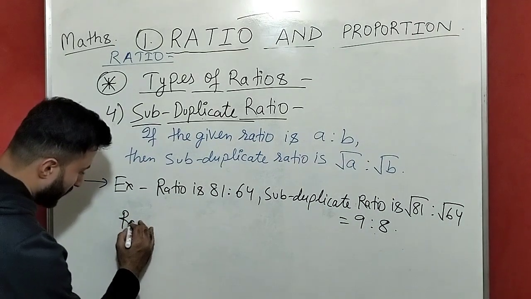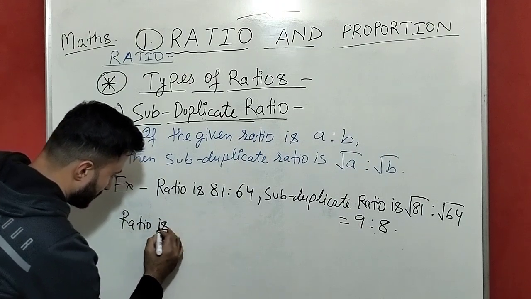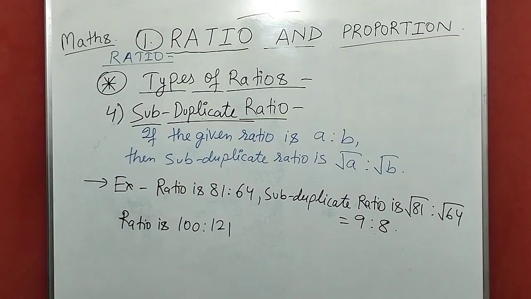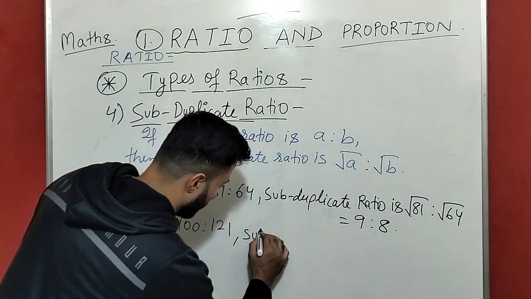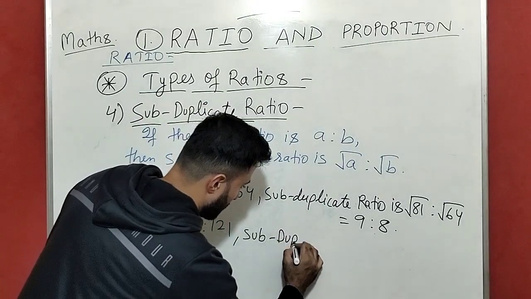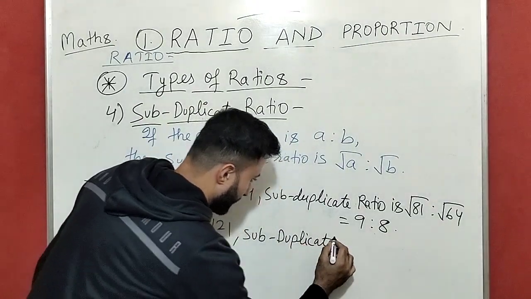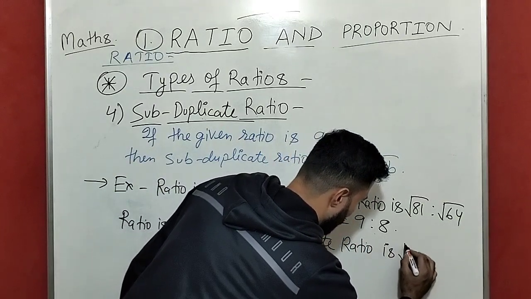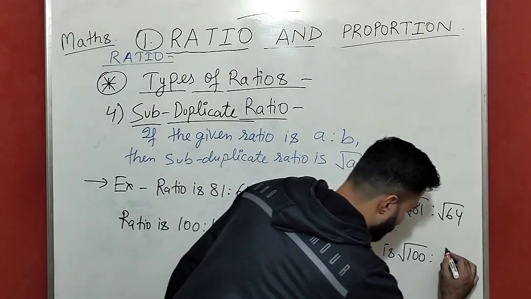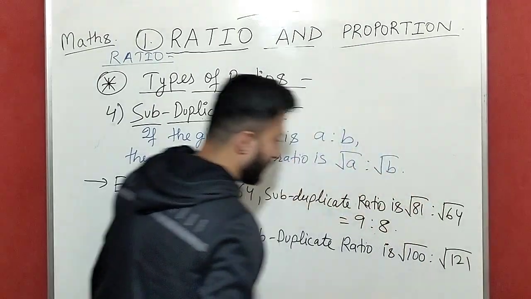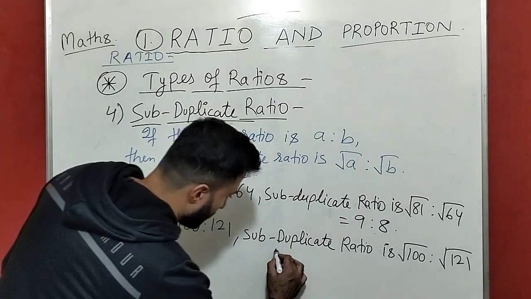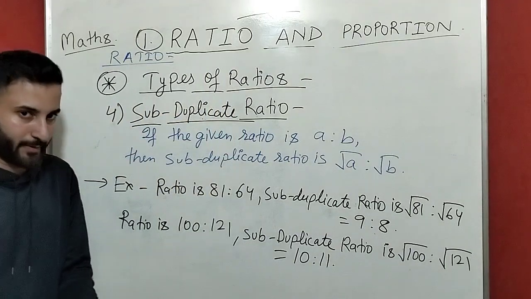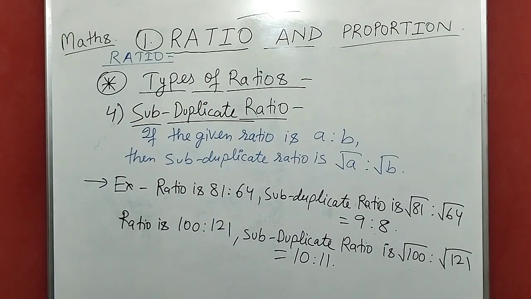Suppose the ratio is 100:121. The sub duplicate ratio is the square root of 100 to the square root of 121. As I have told you how to find the square root, the square root of 100 is 10, and the square root of 121 is 11. Okay, so this is the difference.